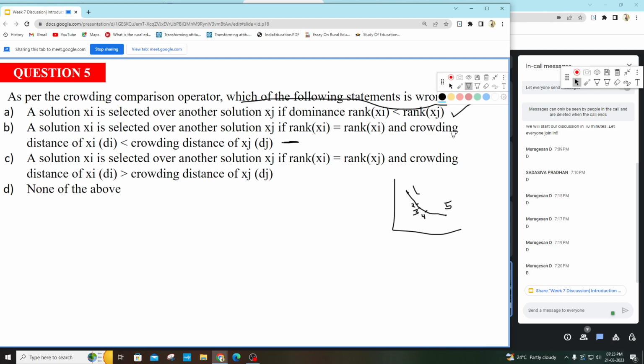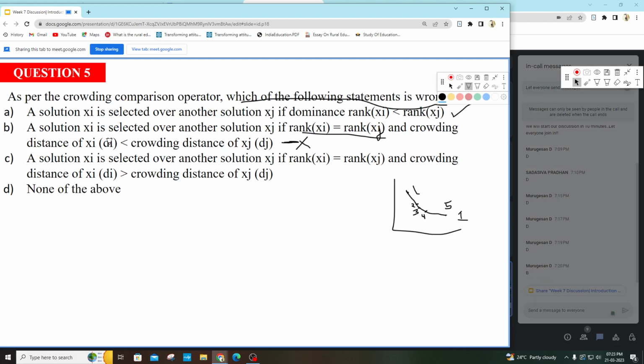So here also you can see that if we are comparing in a single rank, that is rank of xi equals to rank of xj, this is a printing mistake, this should be xj. Okay, if rank of xi equals to rank of xj and crowding distance xi di lesser than crowding distance dj, so xi should be preferred. So no, this is a false statement, right? The crowding distance should be more for the solution to be preferred. We are preferring here 1 and 5 more than 2, 3 and 4.